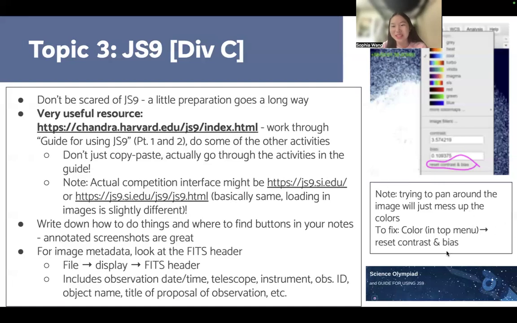There's a small side note here that my partner added. She did much of the JS9 for us. She said that trying to pan around the image will mess up the colors, and that's how you fix it, because that's something she struggled with. It's a small thing, but.